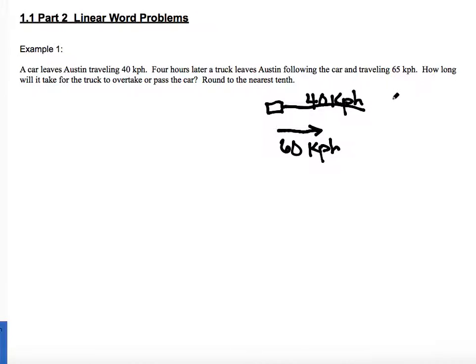What we're looking for is when are they going to be at the same point? The truck started 4 hours later, so it has some catching up to do. So we're trying to figure out when are they going to be at the same spot.